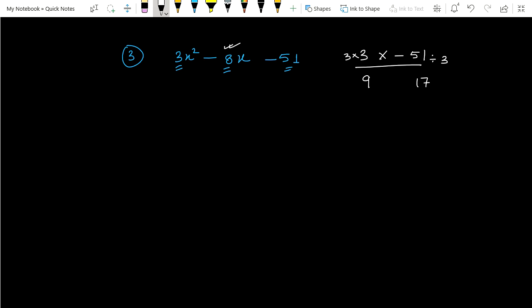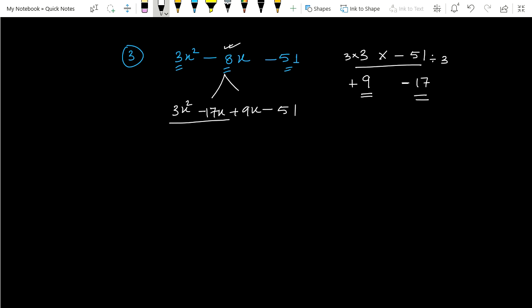I am not using sign here. Later on we will collect the sign. So is it possible to create -8? Yes, it is possible with the help of 9 and 17. So if I put a minus sign in front of 17 and a plus sign in front of 9, we can create -8. So splitting parts of -8 are minus 17x and plus 9x. Minus 51 remained as it is and 3x square remained as it is.